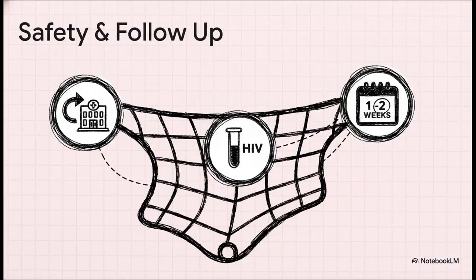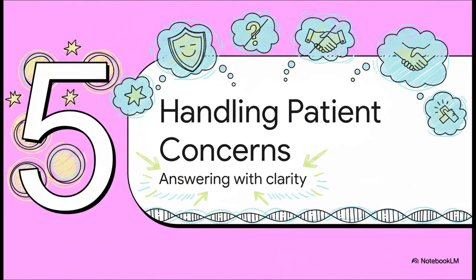And this is how you provide a complete safety net. You're telling them exactly when to come back for help and what the plan is for follow-up. This is about ensuring they're okay in the long run. Finally, you need to be ready for their questions. They're going to have concerns and fears, and your job is to address them with clarity and reassurance.